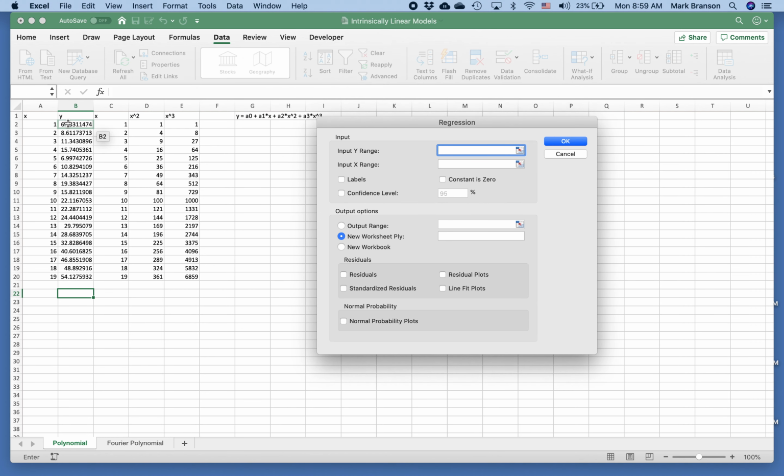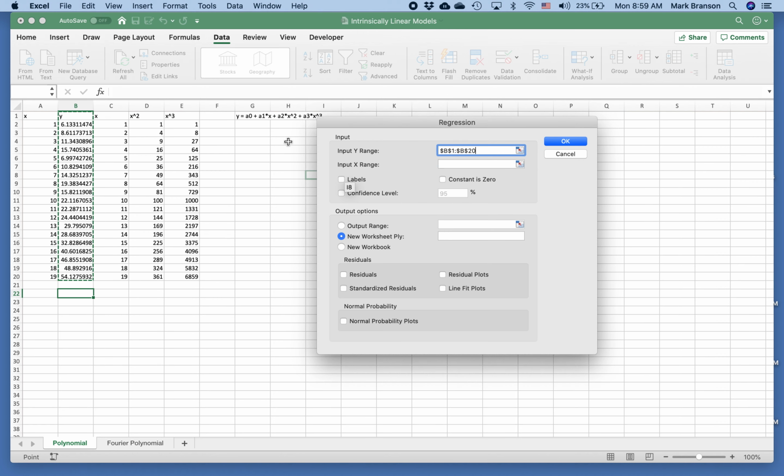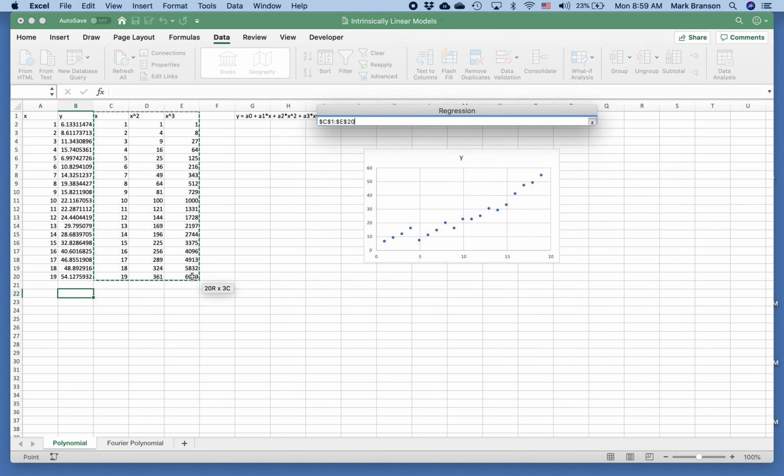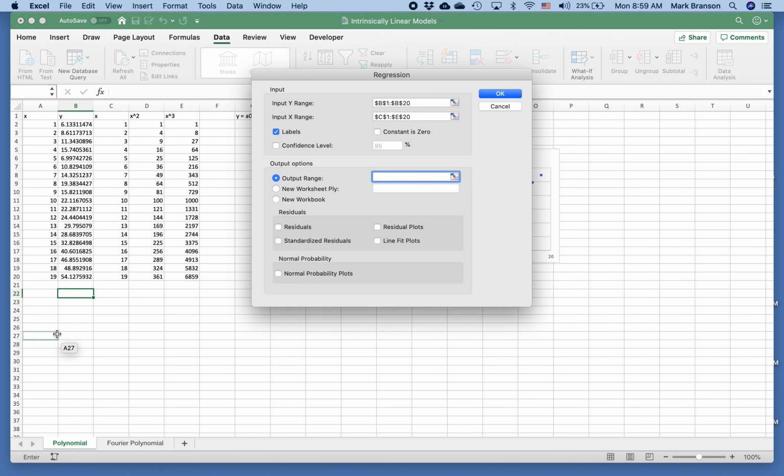So we input the y range, the y values for our data. Notice I caught the top one. That's important to catch the label. For the x range, I'm going to select all of these values, and that's why I moved the x over to be next to them, just to make it easier to catch all of these. Otherwise, Excel gets confused. I'm going to select labels because there are labels inside the data, and that's going to show up in our regression coefficients. Then I'm going to hit output range and select a cell down here. That's just telling it where to put the data.